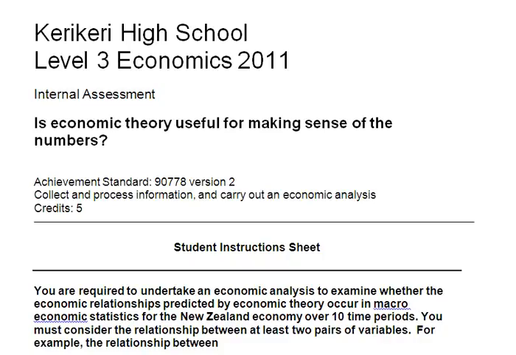So the topic of the research is economic theory useful for making sense of the numbers. So it's pretty key to be clear about that topic. Is economic theory useful for making sense of the numbers? So really what your research is going to be doing is comparing what happens in the real world against what we've learned in economic theory at a macro level. So I guess you'll be looking at some of the models we've looked at, ADAS model, PPCs, etc. That's the sort of stuff I'd be expecting to see in your assignment.